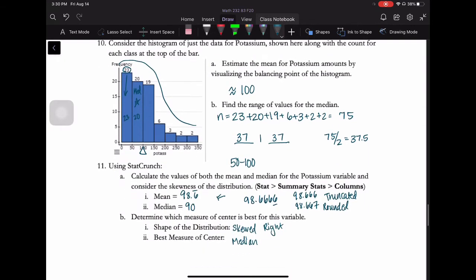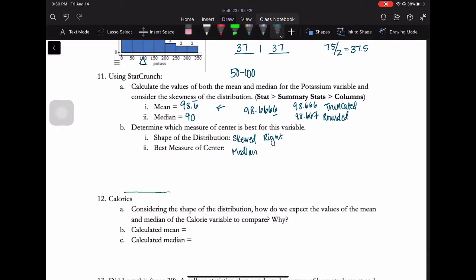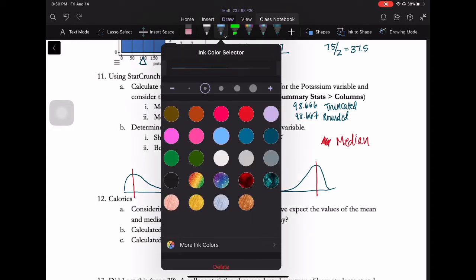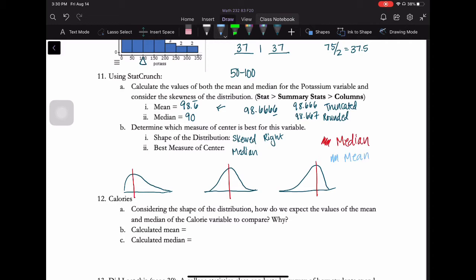I'll give you a little visual here. When you're talking about a skewed distribution, let's say I'm skewed to the right. Or I'm skewed to the left. In the case of skewness, let's say that our median's right about here. Now, let's say our mean is in blue. The mean is going to be closer to the skewness. And here, it's going to be about the same.